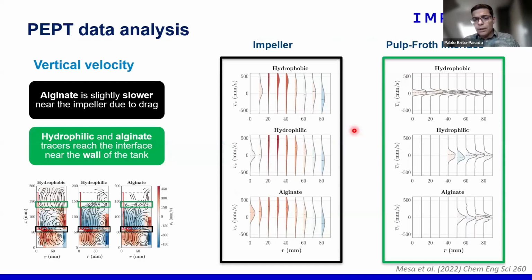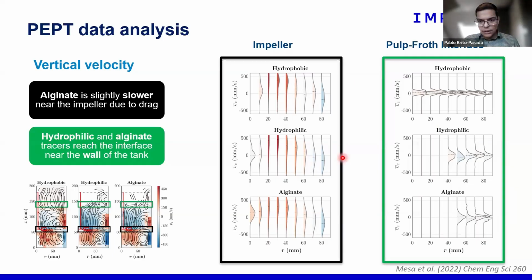And in the same way that we plot occupancy, we can also plot velocity. What we were showing here in this particular publication in Chemical Science was the behavior that we saw at two key parts of the flotation cell: at the level of the impeller, which is the black box here on the bottom left, and also at the interface in green here. So we're plotting here those vertical velocities for the three different particle types at those two regions.